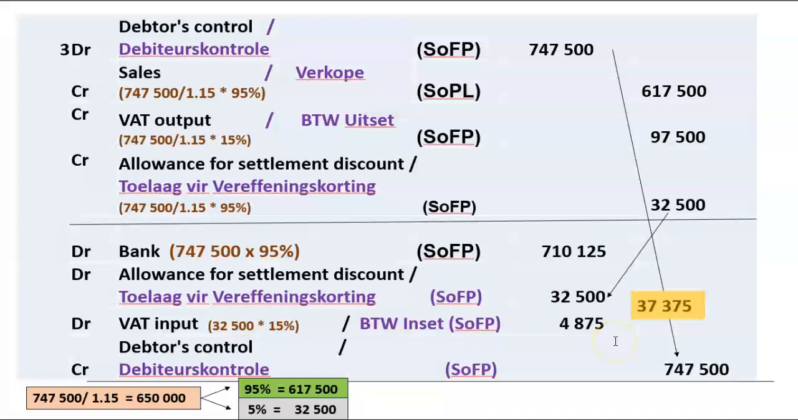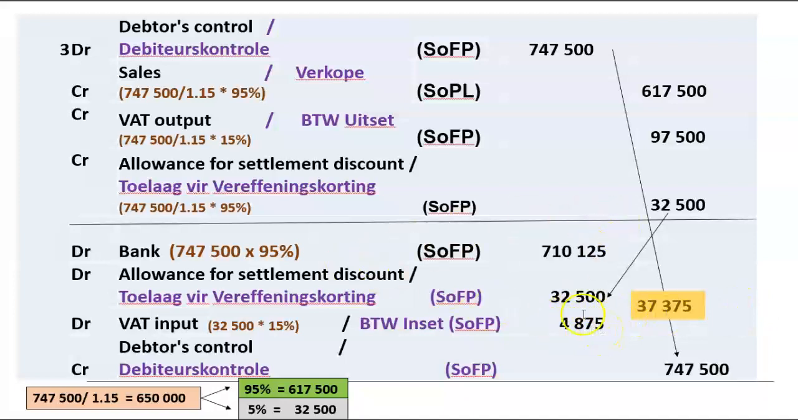The only thing that I haven't accounted for is the VAT that I can claim. And the VAT that I can claim on this settlement discount that he utilized of 37,375 equals 32,500 times 15%. Or 37,375 divided by 1.15 multiplied by 15% is also equal to 4,875.